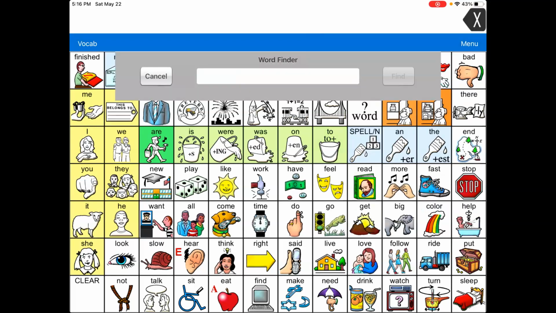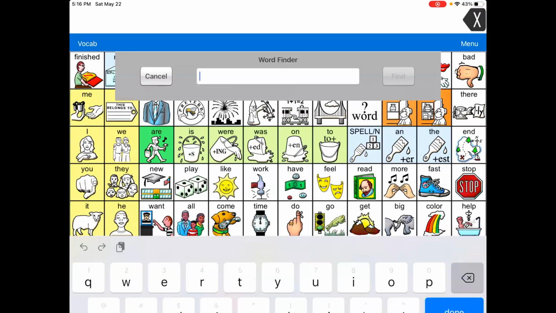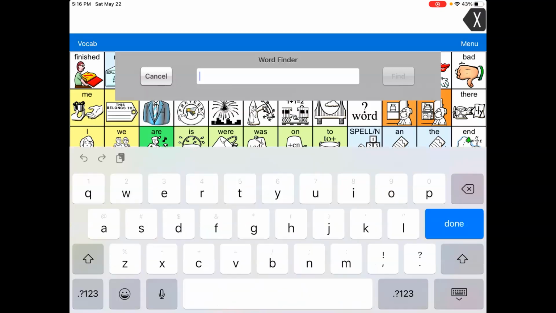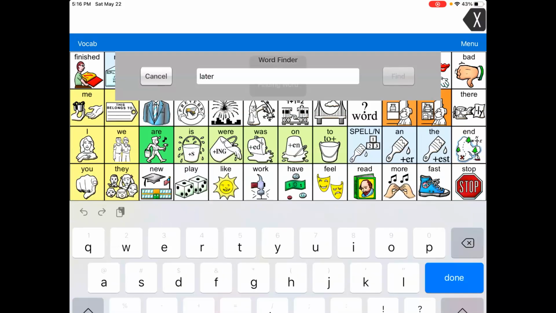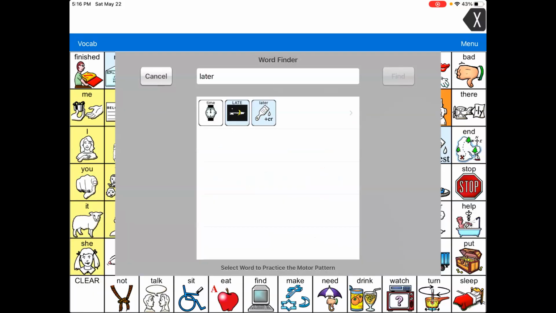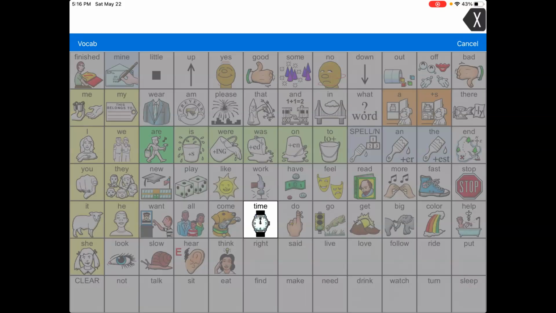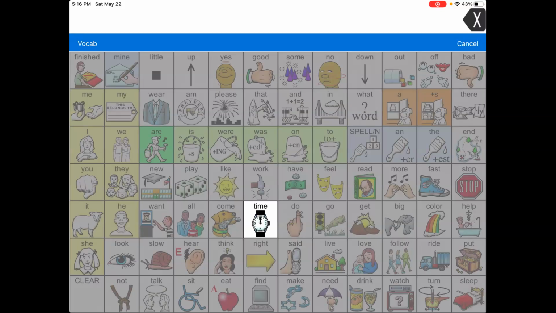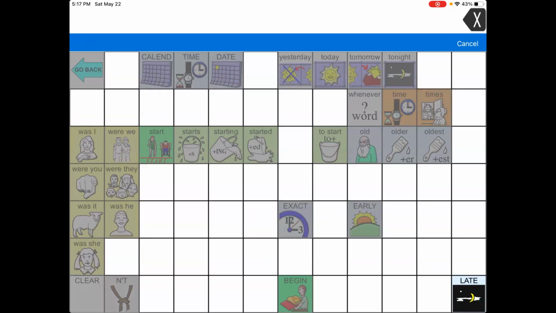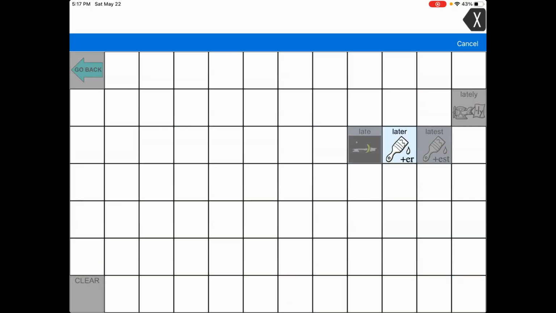So if we can't find a word and we really need it, so I'm telling my student that we're going to do something later, and I don't know where later is, I'm going to type it in, later, and I'm going to hit find, and look at that. It shows me how to get there, and I can actually touch those 3 icons there, and it'll walk me through the motor plan. So later is a time, and in that bottom right corner we touch late, and there we have the adjective later.